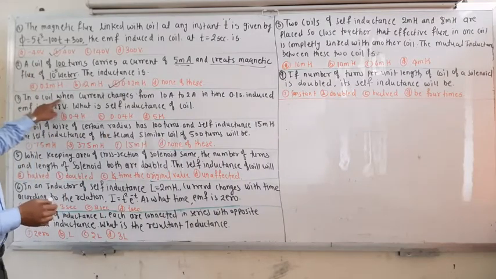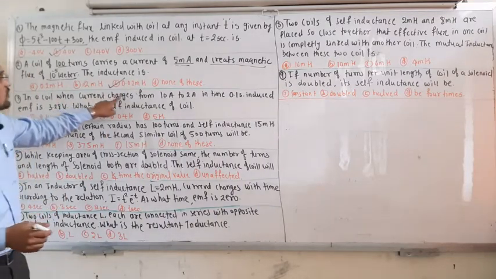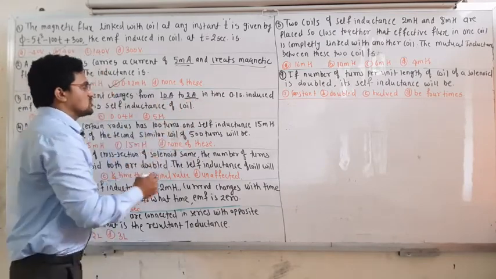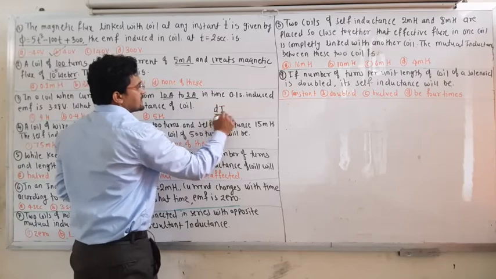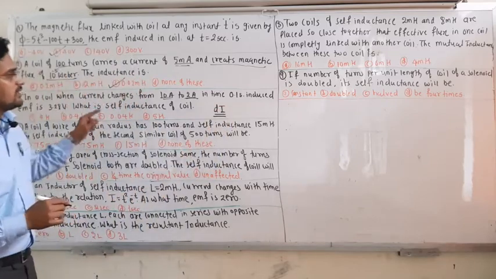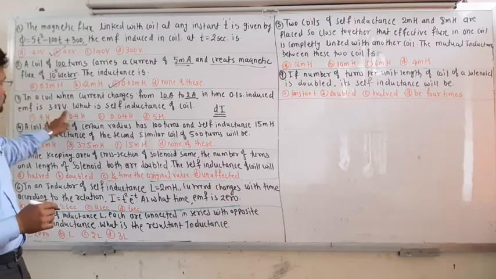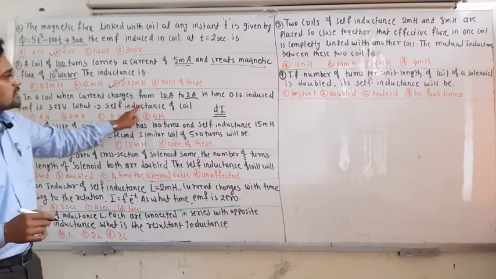So in a coil, when the current changes from 10 ampere to 2 ampere, there is a change in current, so the change is nothing but dI itself. In time 0.1 second, the induced EMF is 3.28 volt. What is the self inductance of the coil?